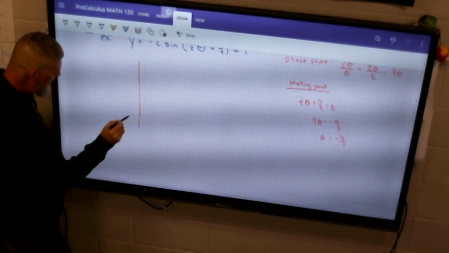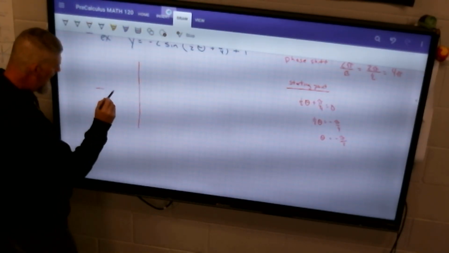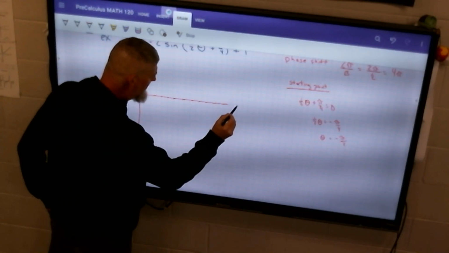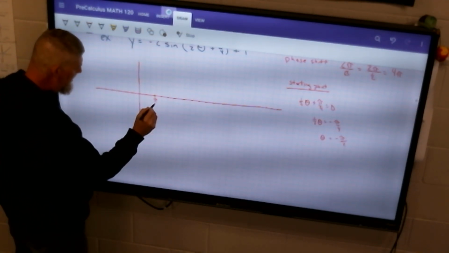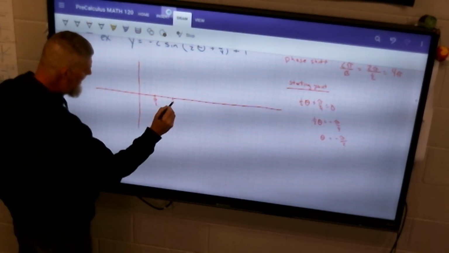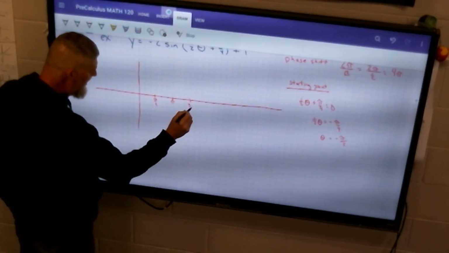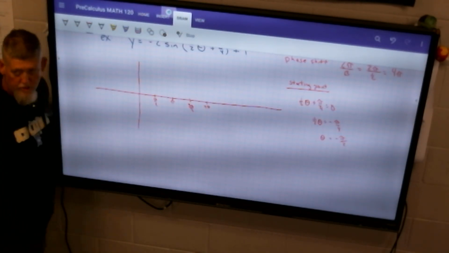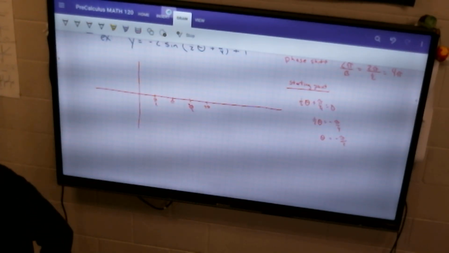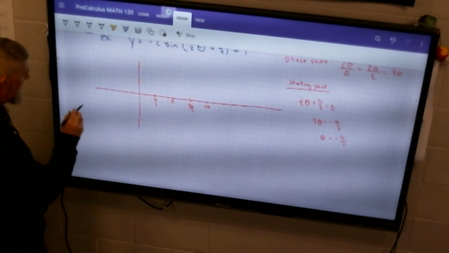All right, so sketching out your graph, I have negative pi over 2. I know this is long, we're going to the end of class, stay with me, this is important, put it all together.